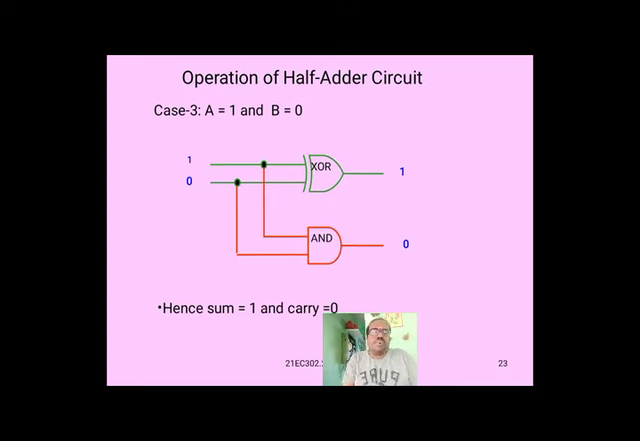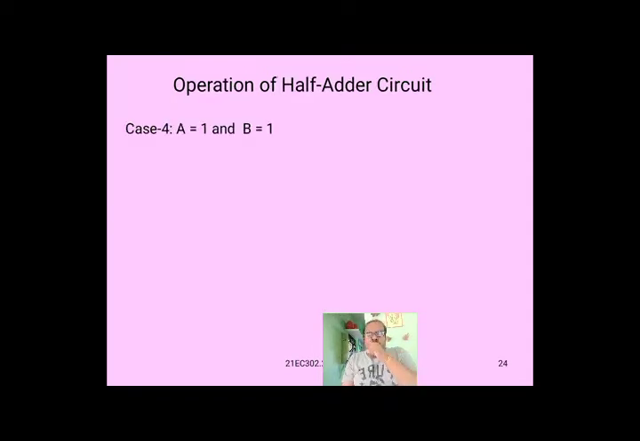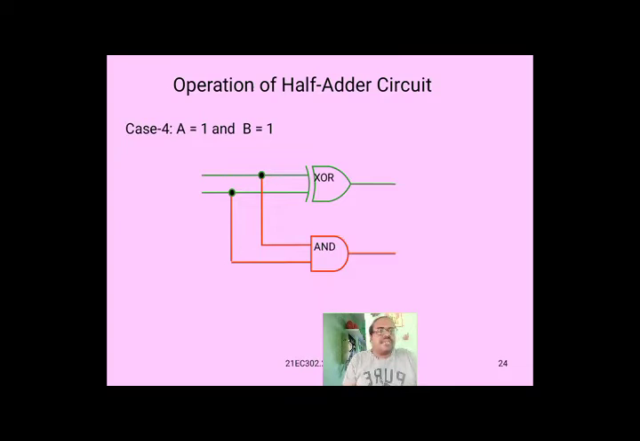Okay, all of you write in your notebook. Most important thing it is. Fourth one, operation of half adder circuit. Case 4. A equal to 1 and B equal to 1. Here, for XOR gate, we are giving the inputs 1, 1. We get the output for XOR gate is 0, and for AND gate it is 1. Hence, sum is equal to 0 and carry equal to 1.